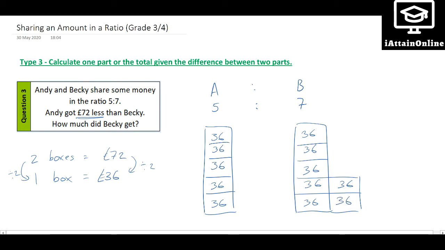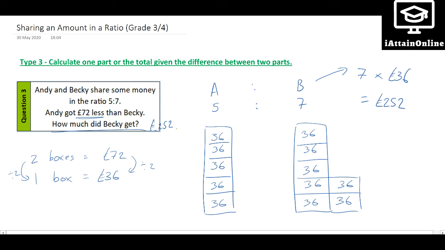Okay, now this question is asking us to work out how much did Becky get. Well, Becky got 7 boxes, and each of those boxes were £36. So all I'm going to do, 7 times 36, which comes out as £252. So that's my answer, £252.